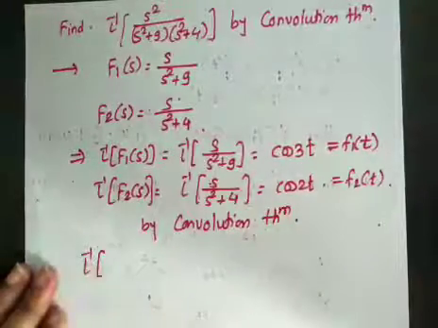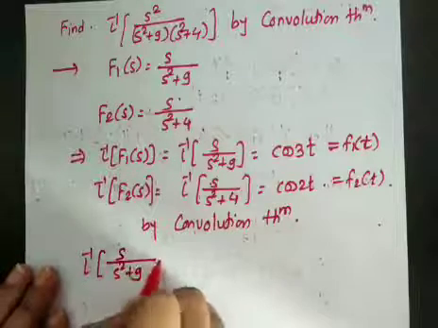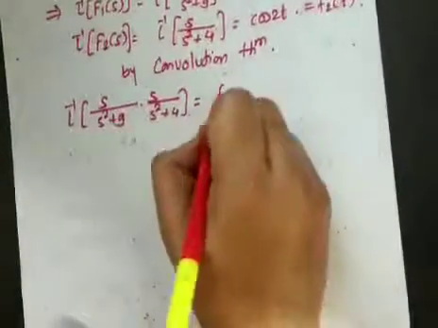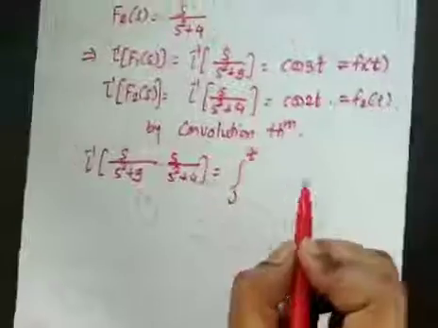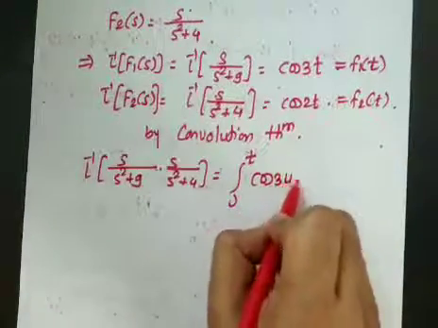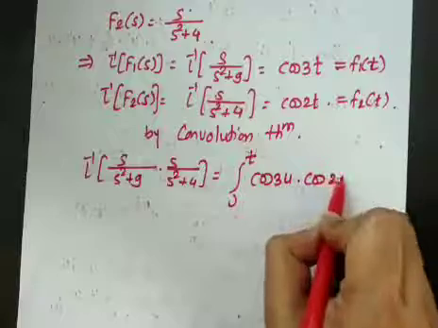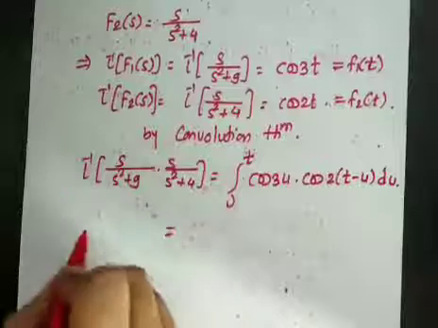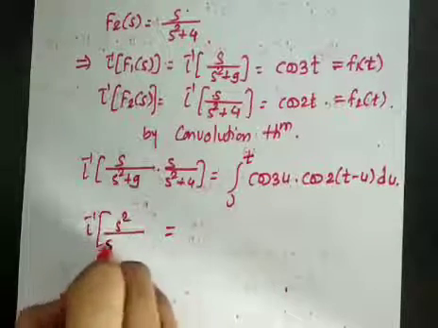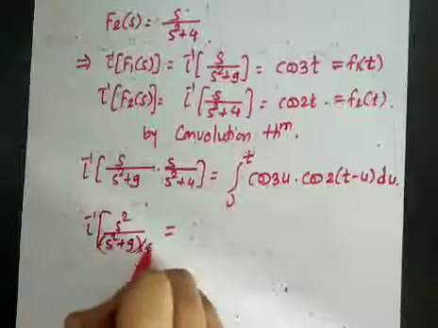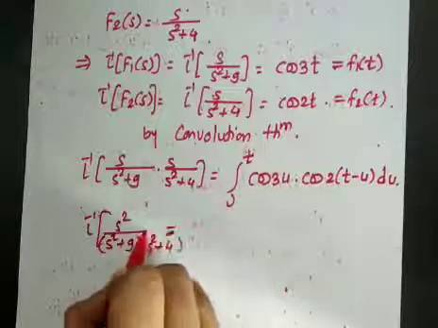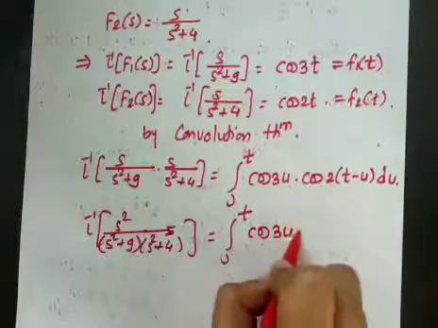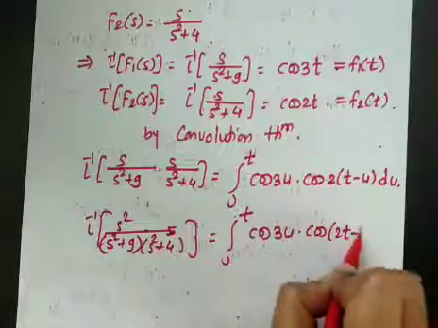Laplace inverse of f1(s) into f2(s) is equal to integration 0 to t f1(u), that is cos 3u into cos 2(t minus u) du, that is equal to Laplace inverse of s square upon (s square plus 9) into (s square plus 4), which is equal to integration 0 to t cos 3u into cos (2t minus 2u) du.